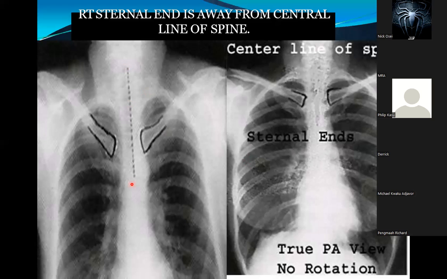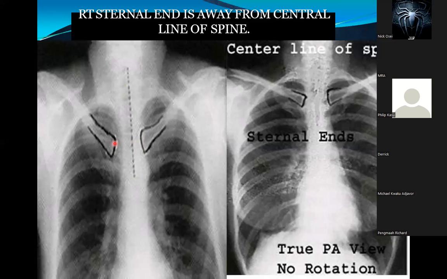What we are saying is that for an X-ray to not be rotated and to give you a correct and proper PA view, the medial end of the clavicle, this left clavicle, right clavicle, should be equidistant from the spinous process. So the spinous processes are here, and the medial ends are equidistant to it.